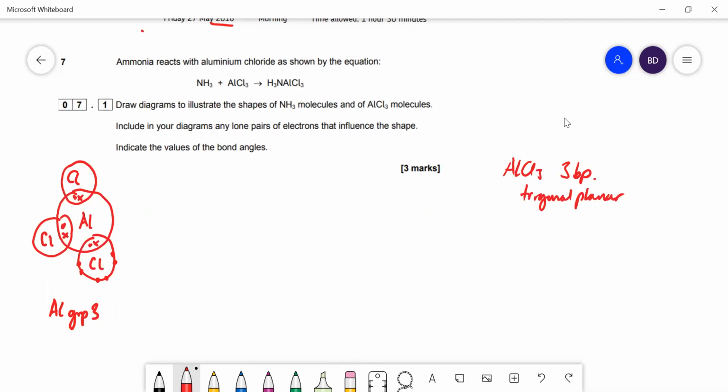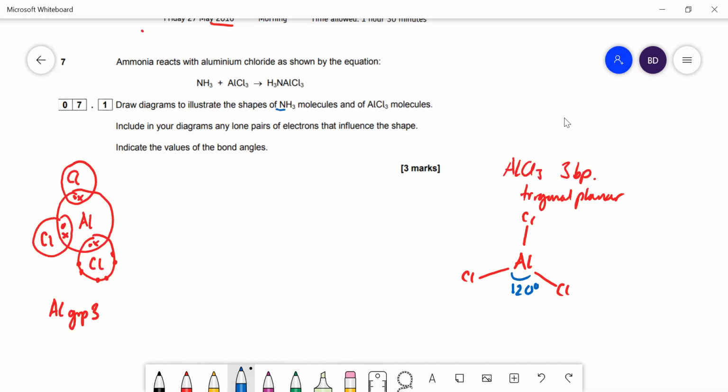So let's just draw the aluminium chloride molecule. It's going to be like this. It's going to be flat. And there are no lone pairs, and the bond angles are all going to be 120 degrees.